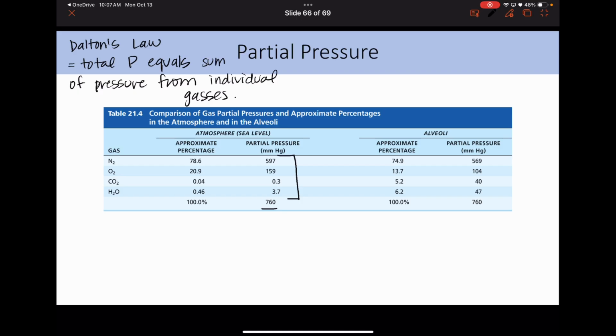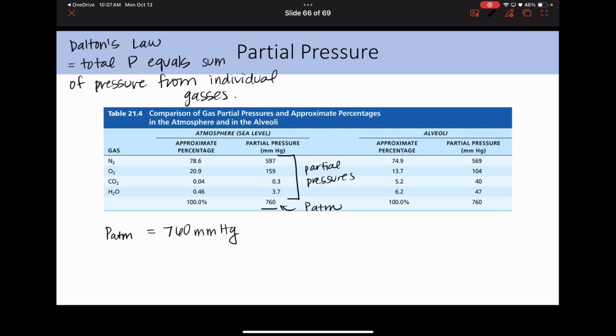So 78.6% of the gases in our atmosphere come from nitrogen. 20% of our atmospheric pressure comes from oxygen. 0.04% comes from CO2, and 0.46 comes from water that's in the air. And so, again, these are our partial pressures over here. And these partial pressures make up our total atmospheric pressure. And so, again, atmospheric pressure is equal to 760 millimeters of mercury.